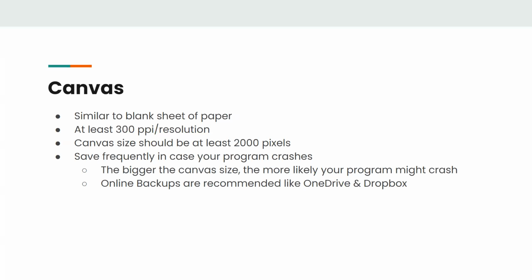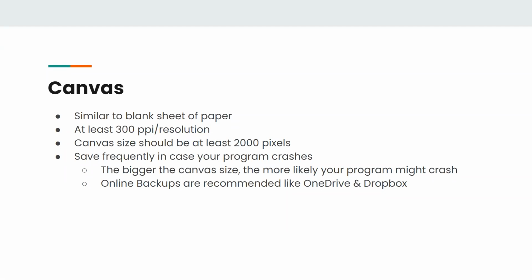So the first thing we need to understand in Photoshop is a canvas. A canvas is similar to a blank sheet of paper. So whatever you draw within a canvas will show up, whereas everything you draw outside of a canvas won't show up. We have some recommendations of settings to make sure that your painting is high quality, which is 300 ppi, which means pixels per inch, or it's otherwise known as resolution.